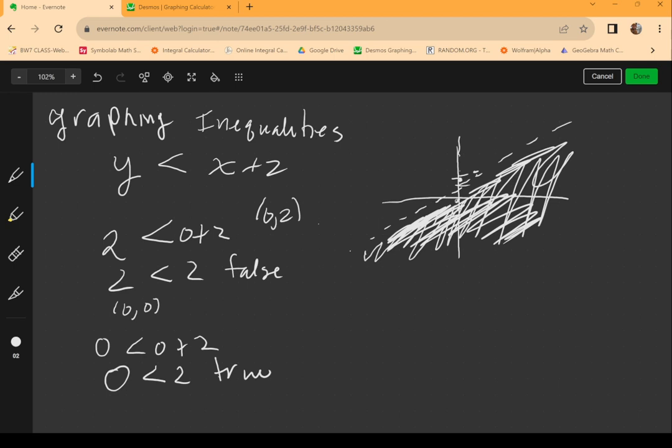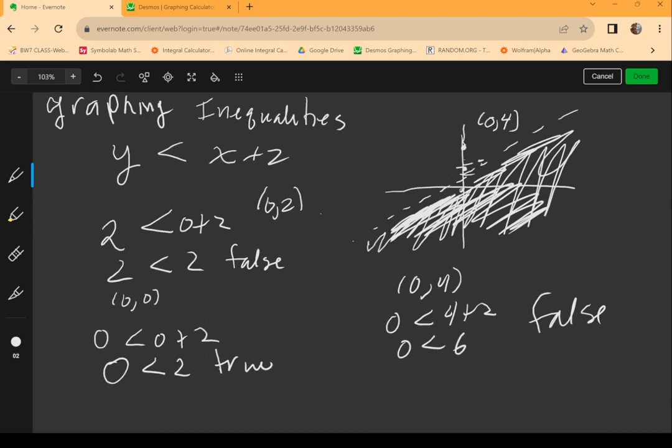And just so we can check, let's pick a point somewhere up here. Let's choose the point 0, comma 4. That's above the line. So we plug in 0 for y, 4 plus 2, we get 0 less than 6, which again is clearly false. Okay, that's how we graph a linear inequality.